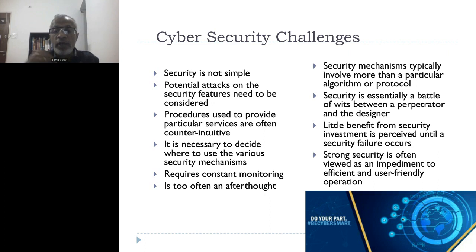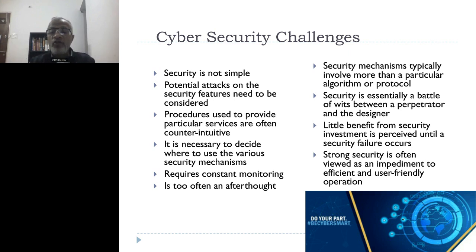Security mechanisms typically involve more than a particular algorithm or protocol. What we see is that it is not just one algorithm or one protocol, rather it is a combination of them. For example, the HTTPS protocol is a combination of HTTP and SSL/TLS. And SSL or TLS itself consists of encryption and hashing and many other algorithms built into it.